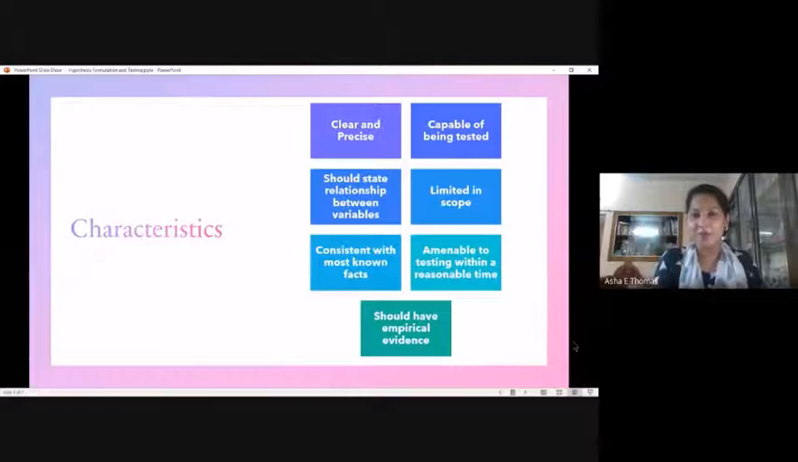So now I take one by one. The first is clear and specific, clear and precise. Clear and precise means it is very much related to our yesterday's concept. A researcher should be able to identify the variables when we are setting the hypothesis. If I'm saying that, yes, after sales service having an impact on customer satisfaction, so my 2 variables involved in my study are after sales service as well as my customer satisfaction.